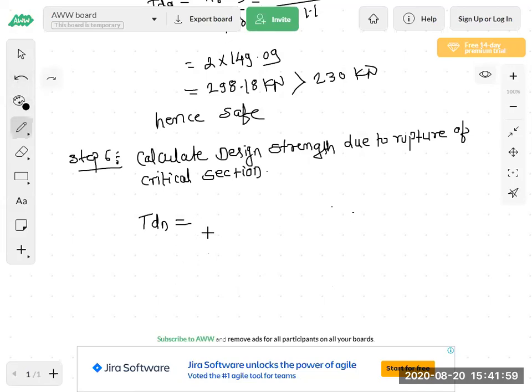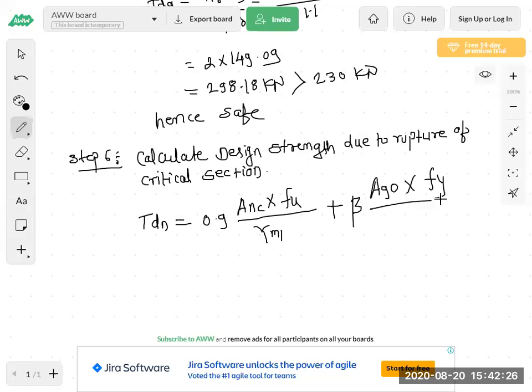So what is the formula? Tdn is equal to 0.9 Anc into Fu divided by gamma m1, plus beta into Ago into Fy divided by gamma m0.